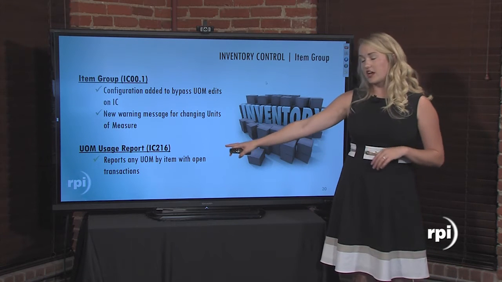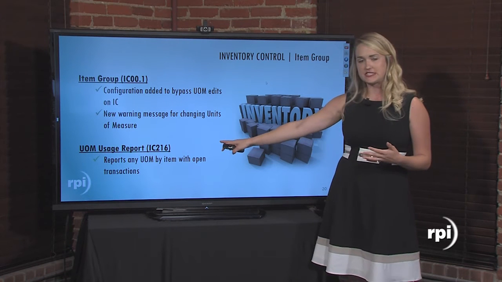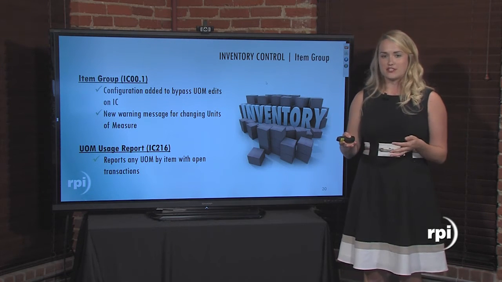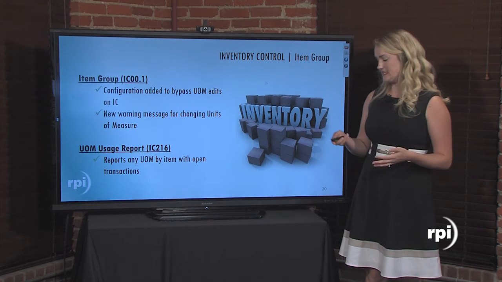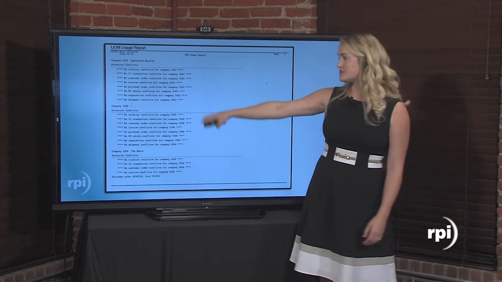And with that, we've actually got a new unit of measure usage report that kind of goes hand in hand with it. It's the IC216. And this is just a report that shows you any unit of measure by item that has an open transaction. And I'll show you actually a screenshot. This is your unit of measure usage report.